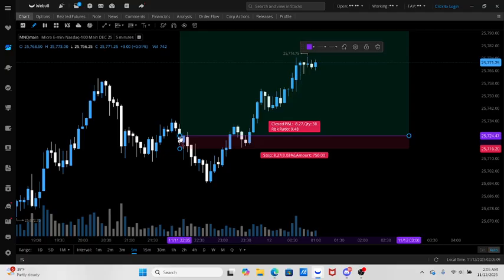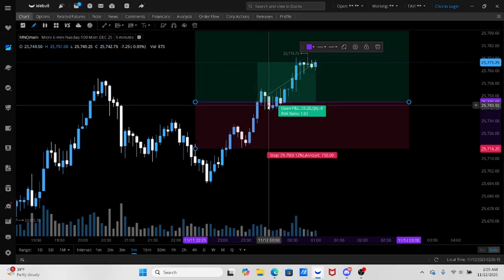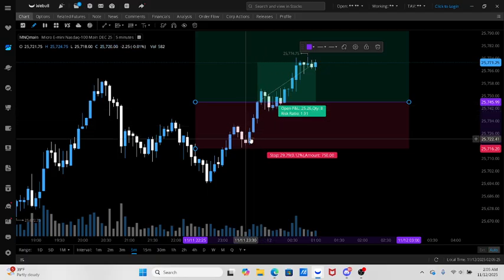Now, if I'm entering right here and my stop is there, where I'm usually entering 10, 15 contracts, I'm only going to want to enter maybe 2 or 3, because I want to give price room to move down in case I want to add more.